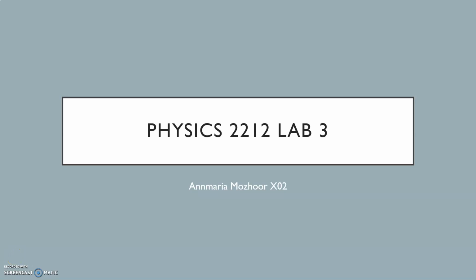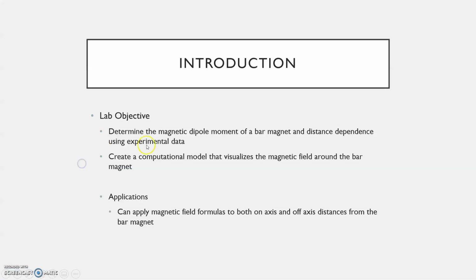My name is Anne-Marie Mouchard, and this is my Physics Lab 3. The objective of this lab was to determine the magnetic dipole moment of a bar magnet and distance dependence using experimental data, as well as create a computational model that visualizes the magnetic field around a bar magnet.